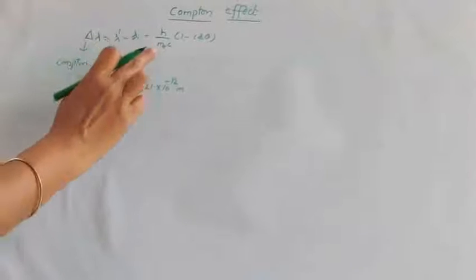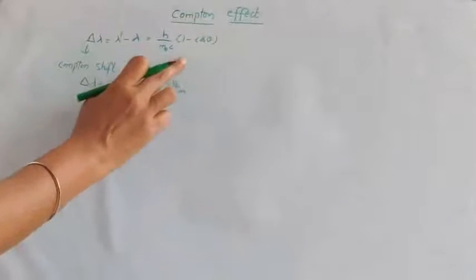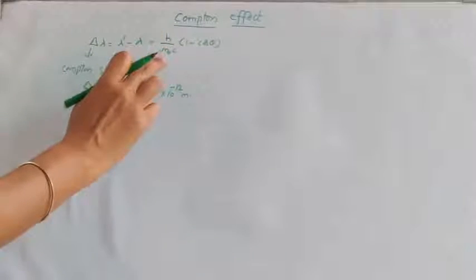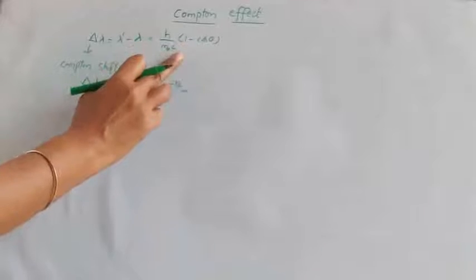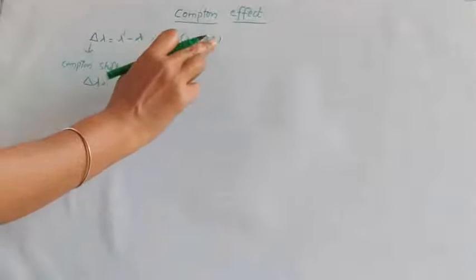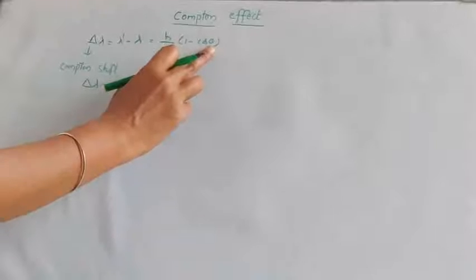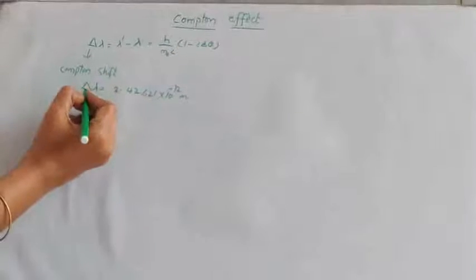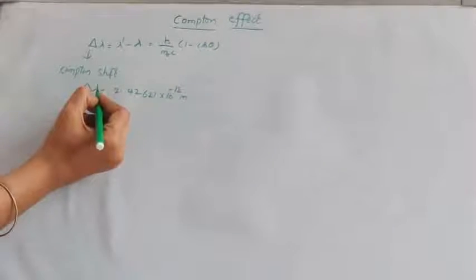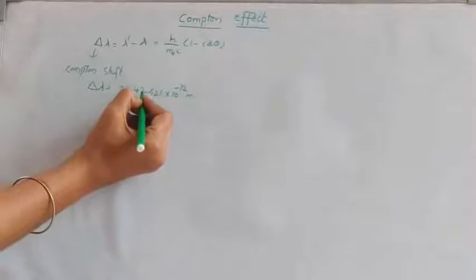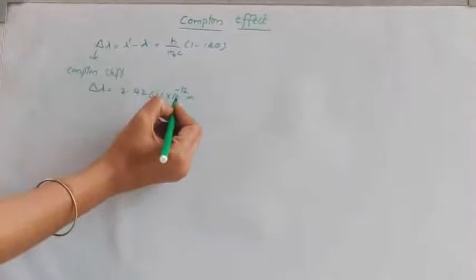So after substituting all these parameters like Planck's constant, mass of the electron, velocity of light, and 1 minus cos theta, the scattered angle, the Compton shift is given by delta lambda equal to 2.42621 into 10 power minus 12 meters.